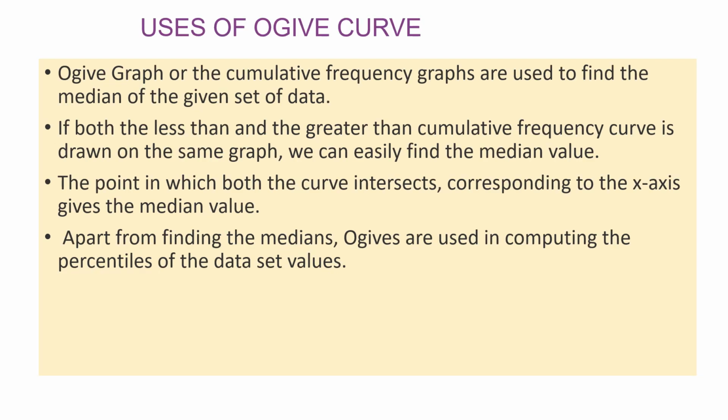Ogive curves or cumulative frequency graphs are used to find the median of a given set of data. If both the less than and the greater than cumulative frequency curves are drawn on the same graph, we can easily find the median value. That is, when the less than ogive curve and more than ogive curve intersect each other, we are able to calculate the median value for that data. The point at which both curves intersect, corresponding to the x-axis, gives the median value.